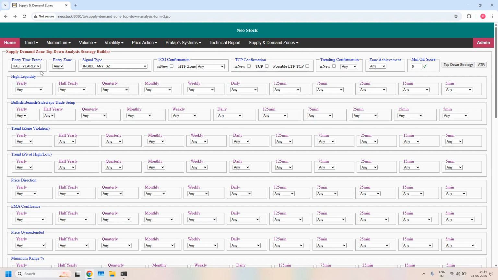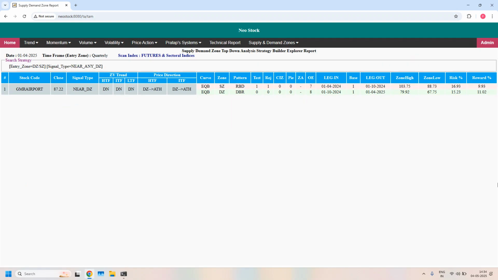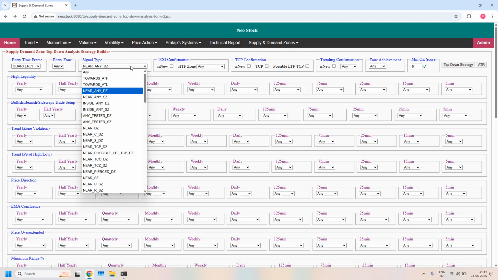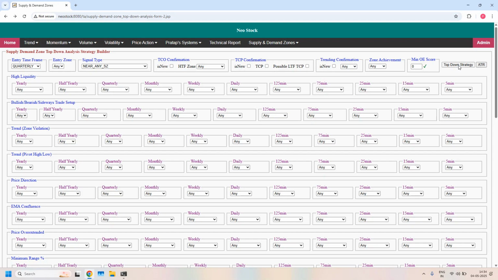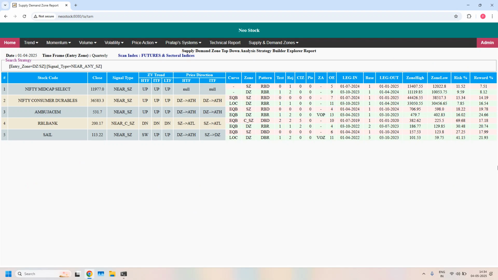Okay, next time frame is quarterly. Stocks near to the quarterly demand zone. We got 1 stock. Next, stocks near to the quarterly supply zone. We got 5 stocks.